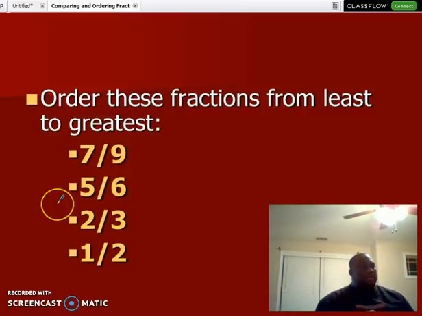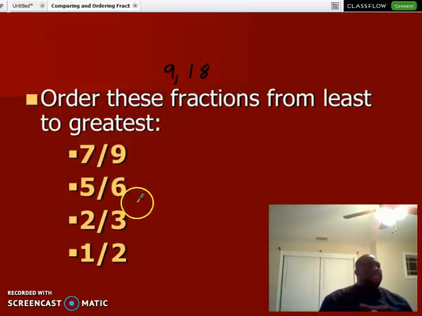Once again, we have to put all these fractions from least to greatest. Sometimes I look at the highest denominator, which is 9. And like we did with the previous example with 15, we look at 9. Up here, I'm going to work up here. We have 9, we have 18. So now we know all of these numbers, 6, 3, and 2, can all go into 18.